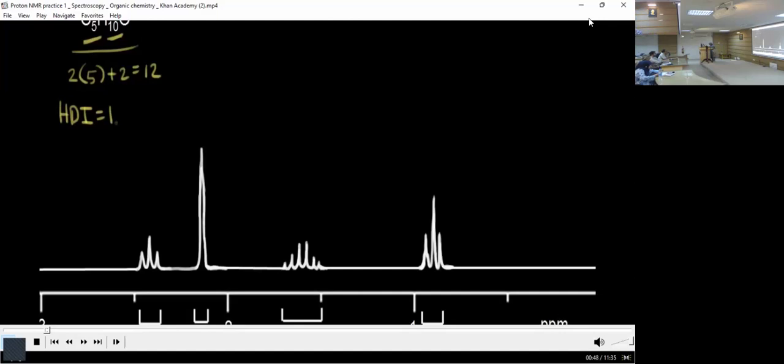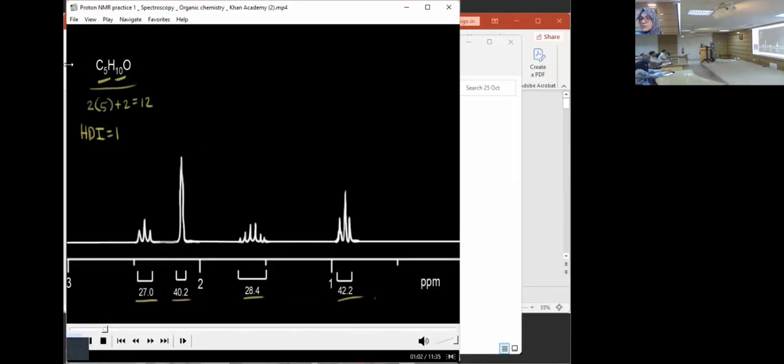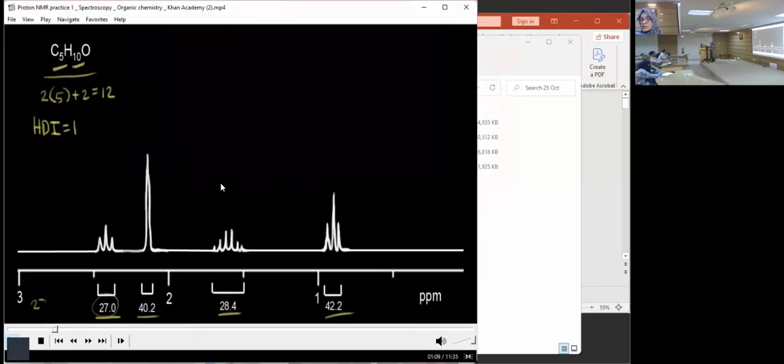Let's go down to the integration values. For this signal, there's an integration value of 27. For this signal, the integration value is 40.2. For this signal, it's 28.4, and for this signal, it's 42.2. Remember what you do. You divide all 4 integration values by the lowest one. So the lowest one is, of course, 27. So 27 divided by 27 is, of course, 1.